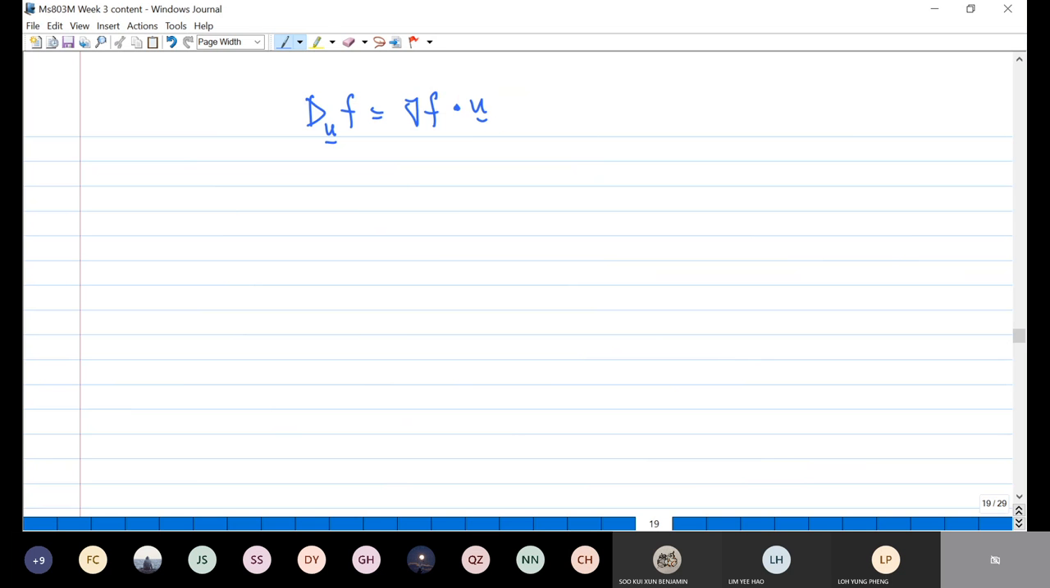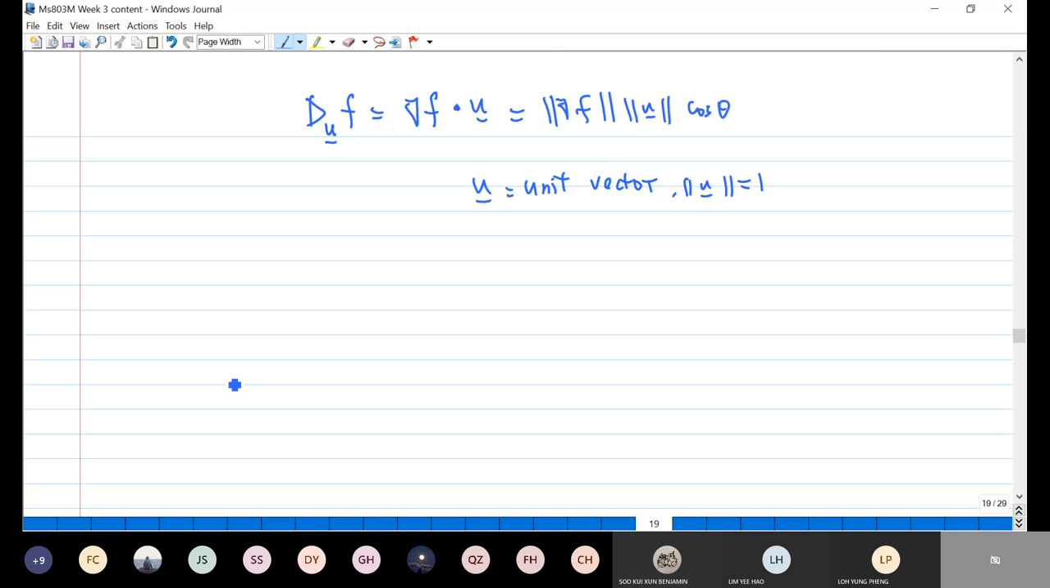So what is the maximum rate? Del f dot u is the length of del f times the length of u times cosine theta. U is a unit vector, a vector of length 1, which means the length of u is 1. So this is a directional rate of change: del f dot u is the length of del f times cosine theta.